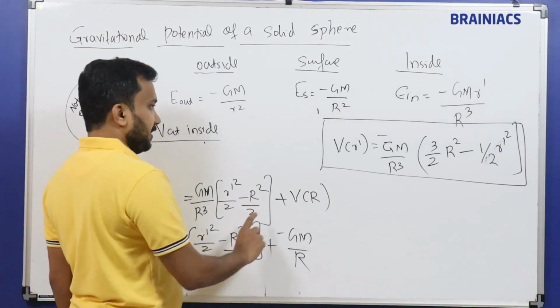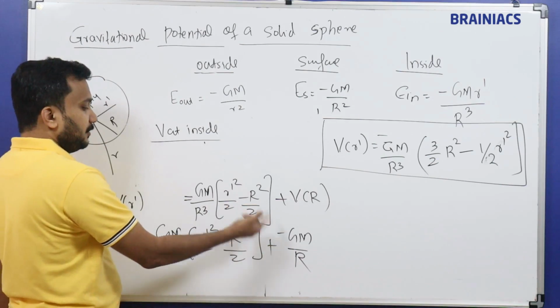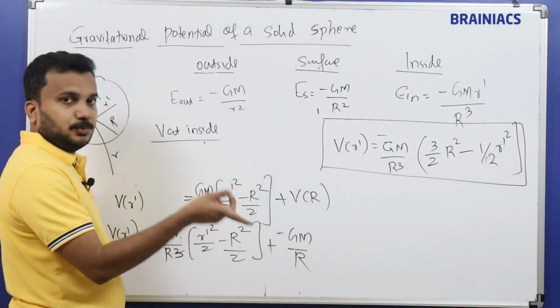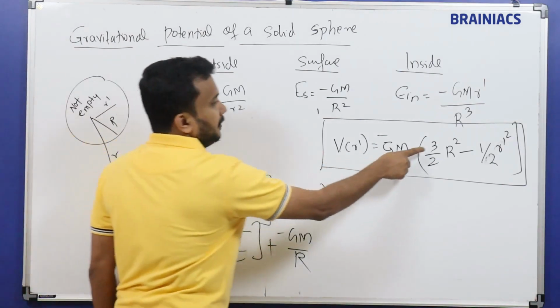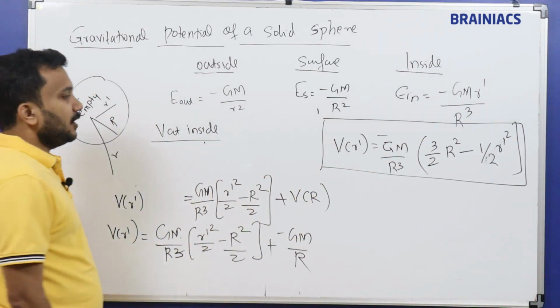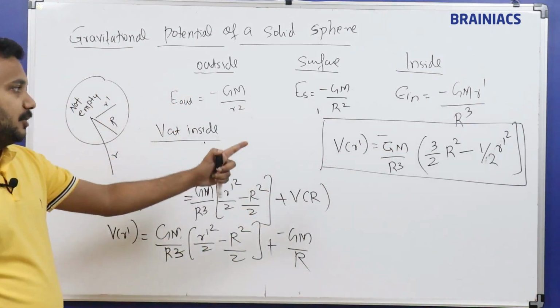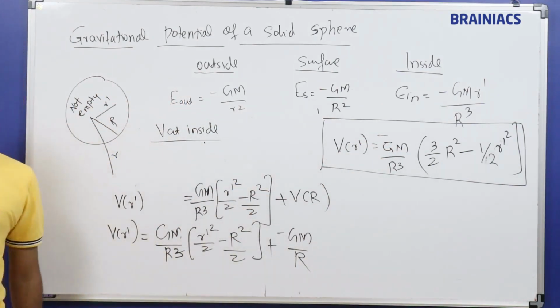But here what is coming extra? Here also you will come with the minus r square. So minus r square with the minus r square by 2. Minus 1 plus minus 1 by 2, minus 3 by 2 R square into 1 by 2 r dash square. Minus GM by R cube outside. So we will get the potential inside.